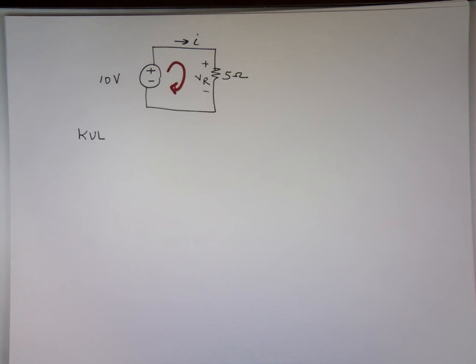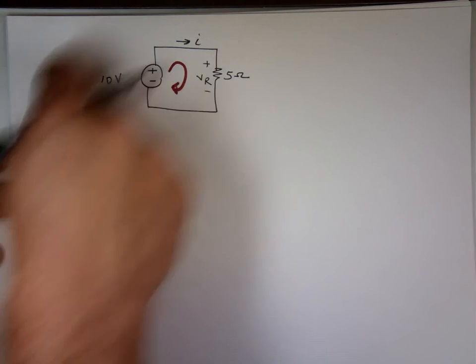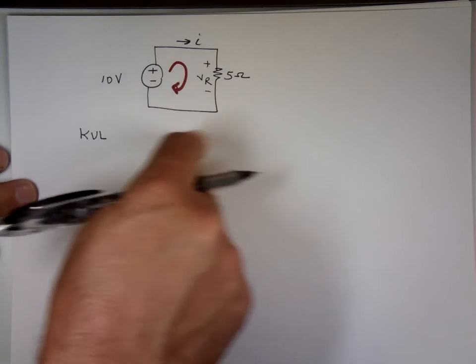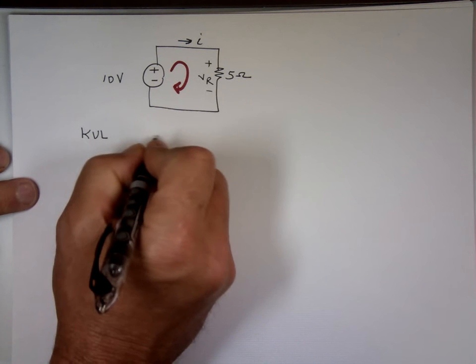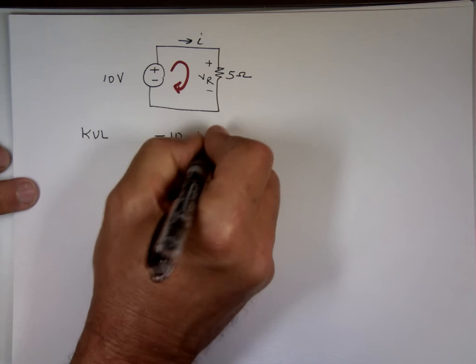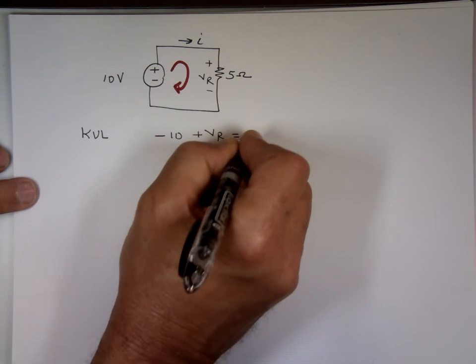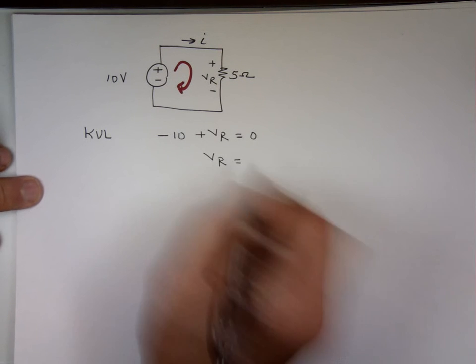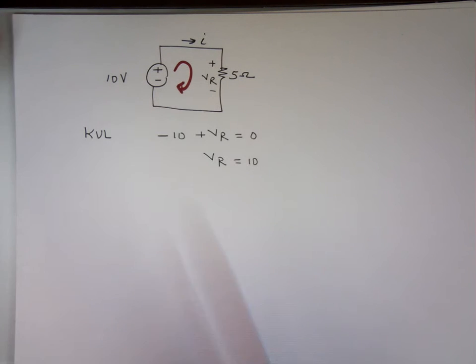If we travel in a closed loop and you add all the voltage, it should be 0. I'm entering the minus, so I'm going to use a minus: minus 10. I'm entering the plus, that's plus VR, should equal 0. What is VR equal to then, mathematically here? 10. It's the same as this. That's the reason why when they're in parallel, they have the same voltage.